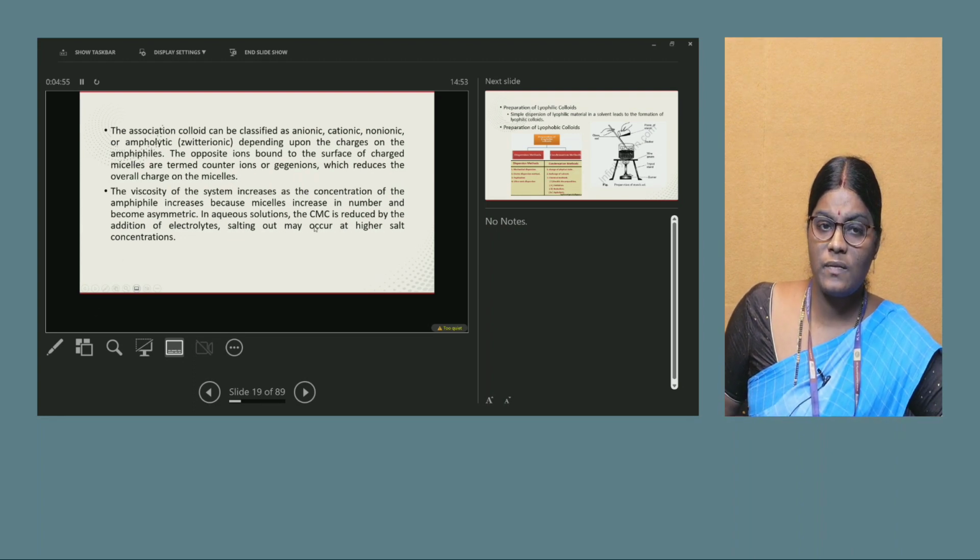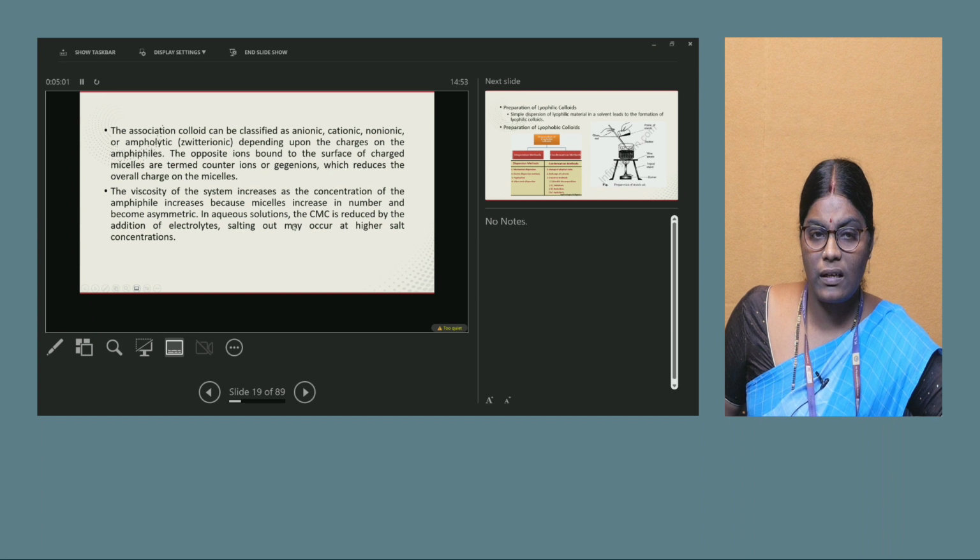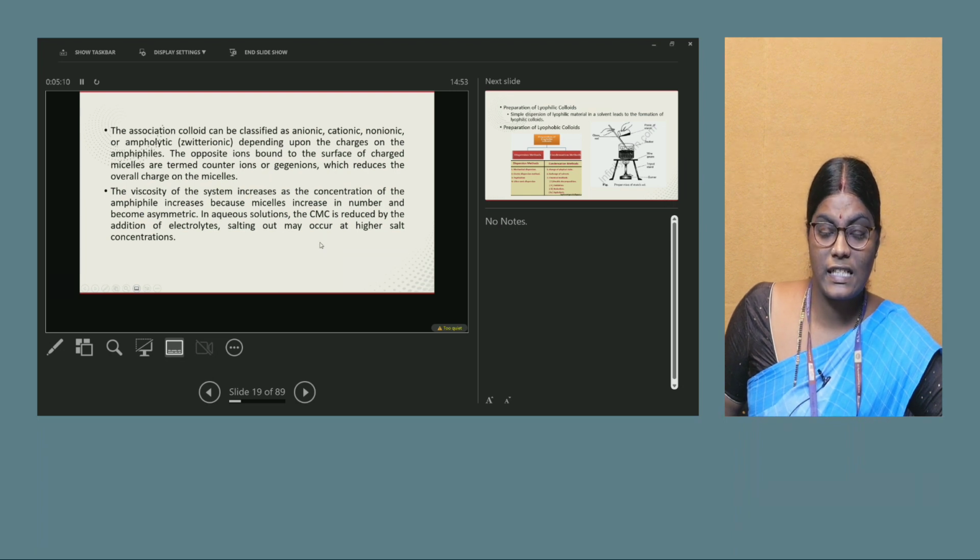Here the viscosity of the system will increase as the concentration of the amphiphile increases, because micellars increase in number and become asymmetric in aqueous solutions. The CMC, critical micellar concentration, is reduced by the addition of electrolytes, and salting out may occur at higher salt concentrations.